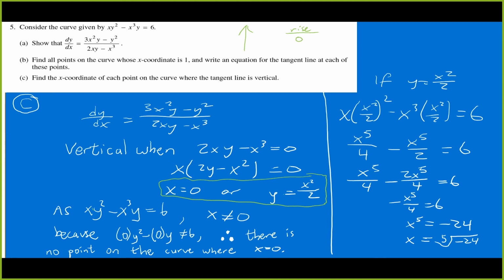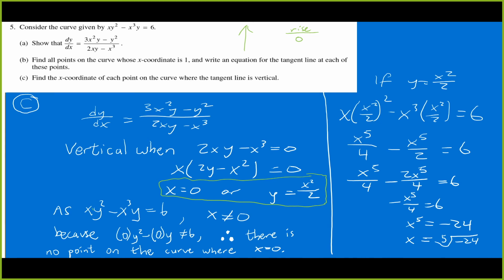But I've got a problem, because if I try to plug in x equals 0 to figure out what point on our function that would be, I go back into our original problem and plug in x equals 0. If I do, I get 0 minus 0 is 6, which is false. So therefore, there is no point on our equation where our line is vertical because x is 0, because x is 0 is not on our equation. So for this one, there are no points, but I do still need to test y equals x squared over 2.